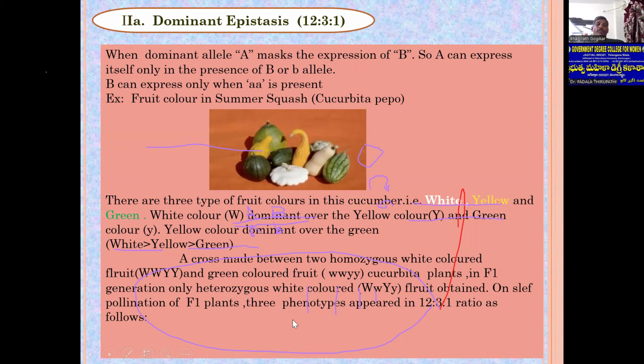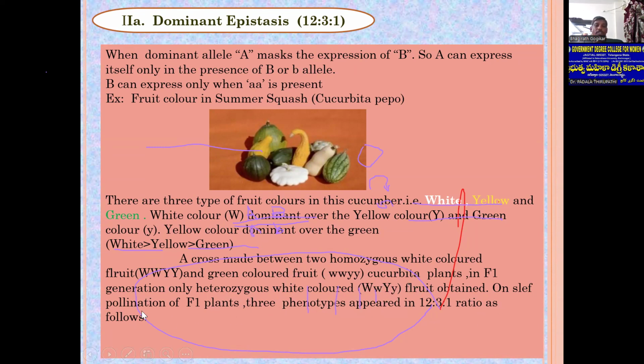First, a cross is made between two homozygous fruits: a homozygous white colored fruit summer squash crossed with a green colored fruit. Green color means it is completely homozygous recessive. In the F1 plant, heterozygous condition, it is white color. So white color, why? W is dominant over the yellow. That's why it is white.